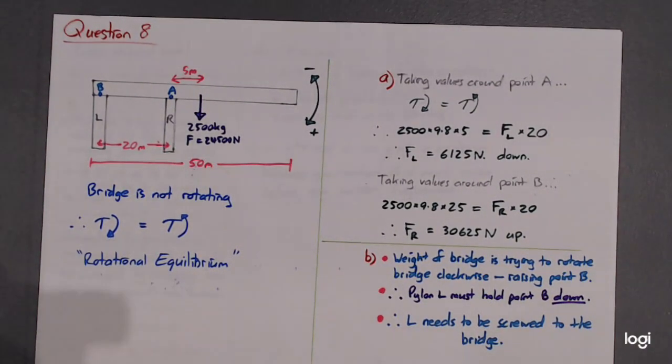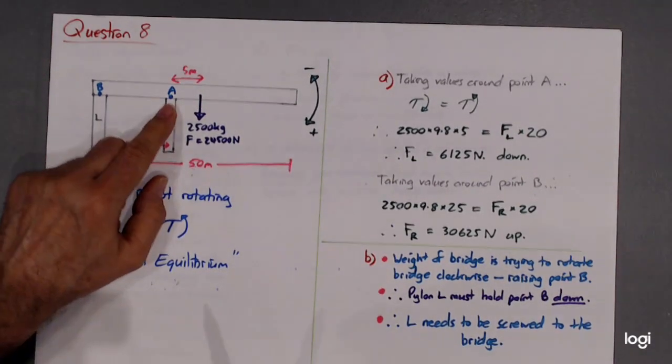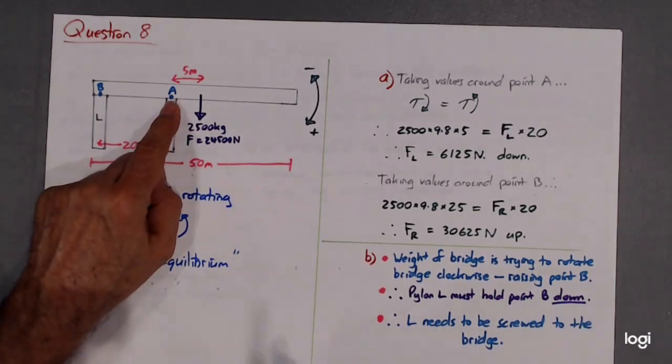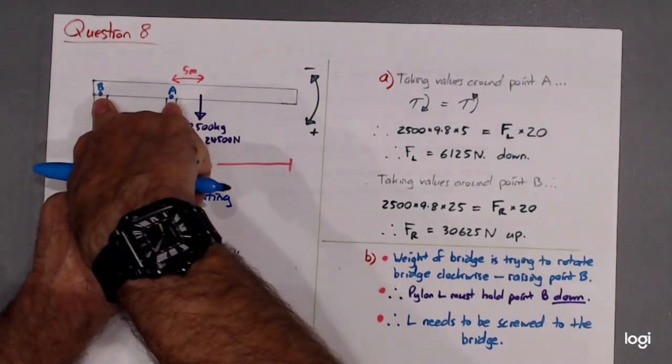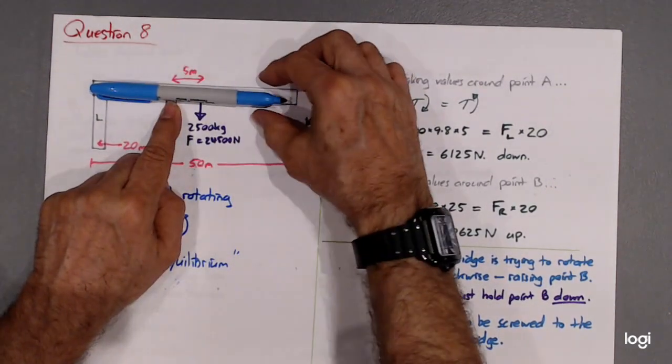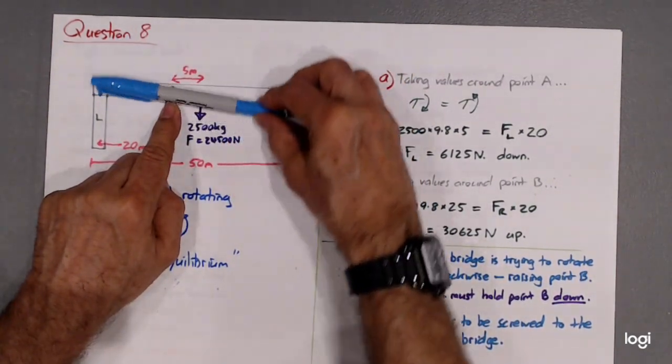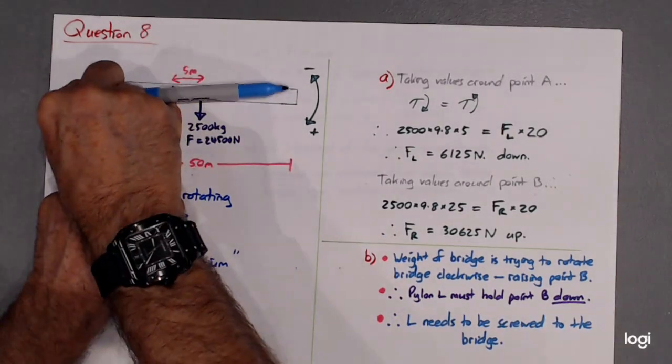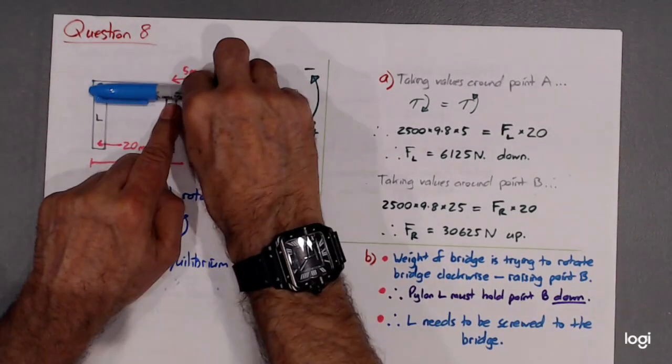All right, part B. It says a pylon can only exert a downwards force on the bridge if it's attached to the bridge using screws. Right? So a pylon can only pull a bridge down if it's using screws. Identify which pylon needs to be screwed onto the bridge. Justify your answer using evidence from part A.